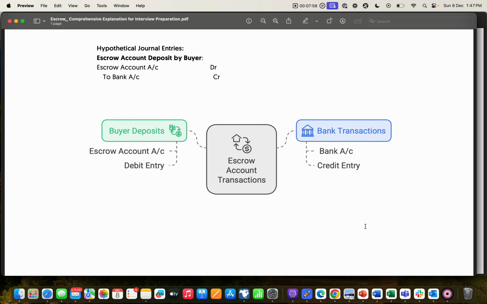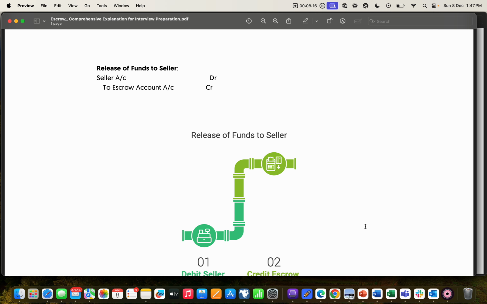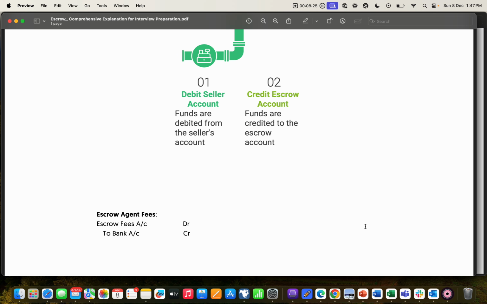Now if you pass the general entry for the same, we have taken a hypothetical example. The escrow account gets debited and the bank account gets credited, as a credit entry in their books of account. On release of the funds, when the funds actually get released, the seller account is debited and the escrow account is credited.